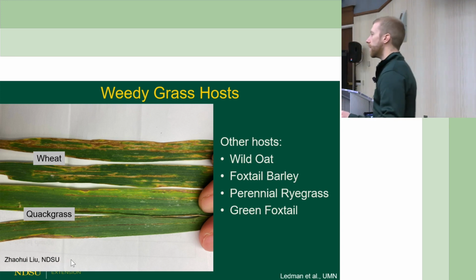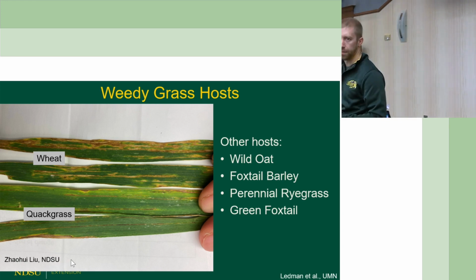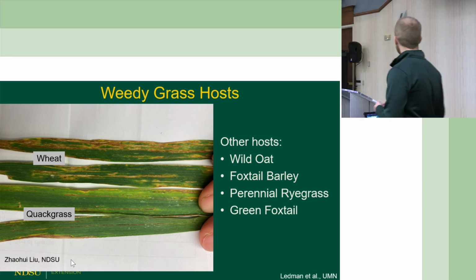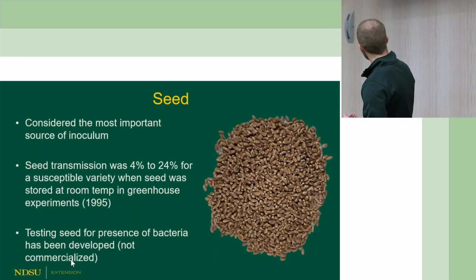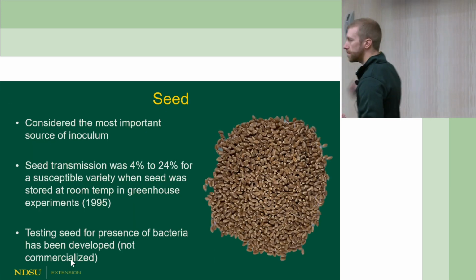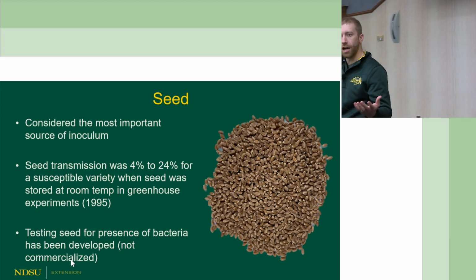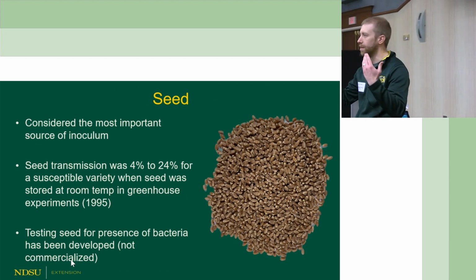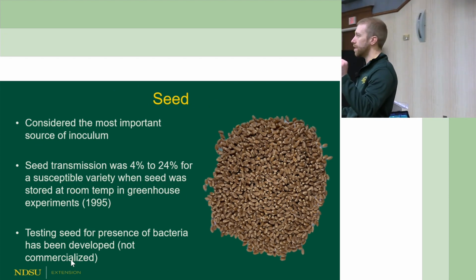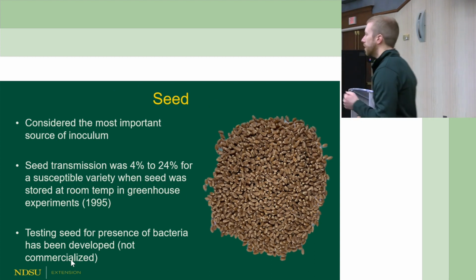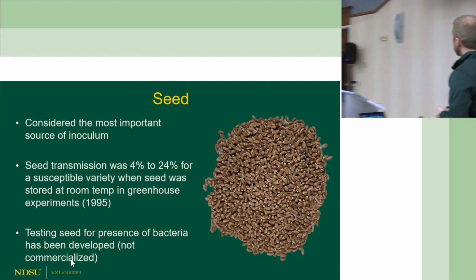Just be aware that if you see it on a field edge, for example, where we often see some of those grassy weeds, that might be a reason why you may pick it up on the leading edge of a field. The most important one is seed. So going back to that black chaff photo, when the bacteria splashes up onto the head, that is how it's able to survive. So how well does it survive?